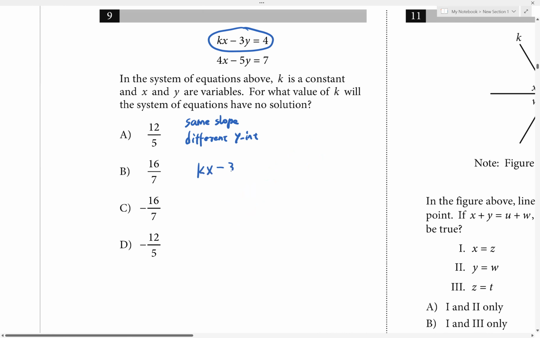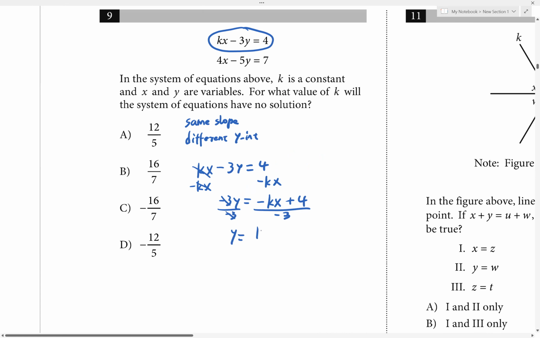So we have kx minus 3y equal to 4. We can go ahead and try to get y by itself. Let's do a minus kx on both sides. We get negative 3y equal to, I'll just put x first, negative kx plus 4. And to get y by itself, we divide by negative 3 on both sides. Negative 3 cancels. We get y equal to negative kx over negative 3. The two negatives make it positive.